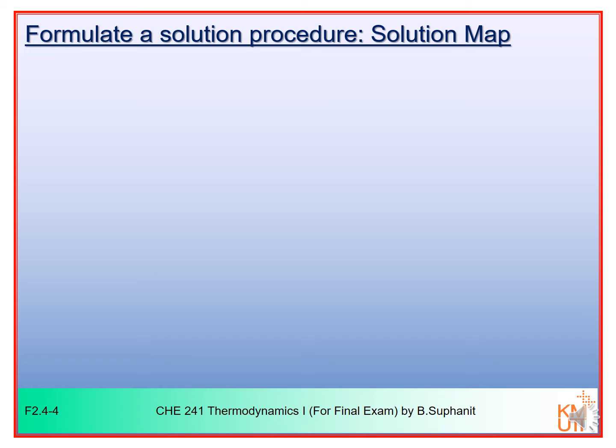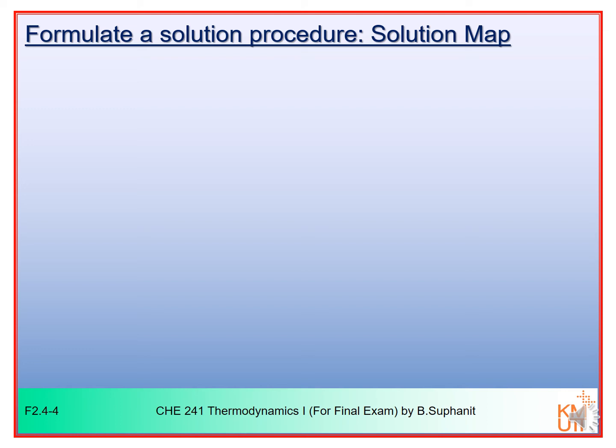You can see that we have completely identified our problem. We know what we want to determine. Now we have to figure out how to get the result from what we have and what we have learned so far. However, the calculation steps might not be clearly outlined. Therefore, by using a simple chart called a solution map, we can clearly formulate our solution procedure and then effectively solve the problem.